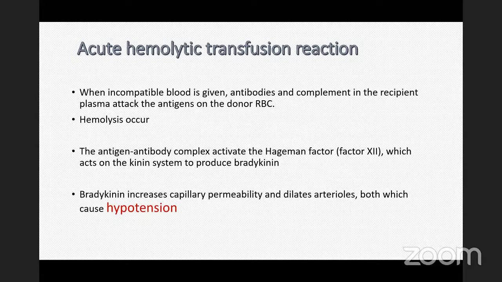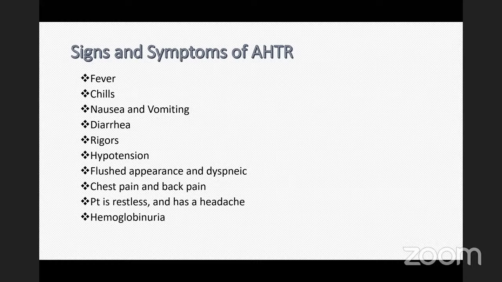So, acute hemolytic transfusion reaction. When incompatible blood is given, antibodies and complement in the recipient plasma attack the antigen on the donor RBCs, which leads to hemolysis. And then the antigen-antibody complex activates the Hageman factor 12, which acts on the kinin system to produce bradykinin. Bradykinin ultimately increases the capillary permeability and causes vasodilatation, and both cause hypotension. So this is the pathophysiology of it.